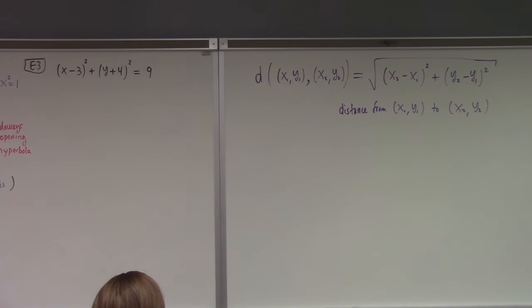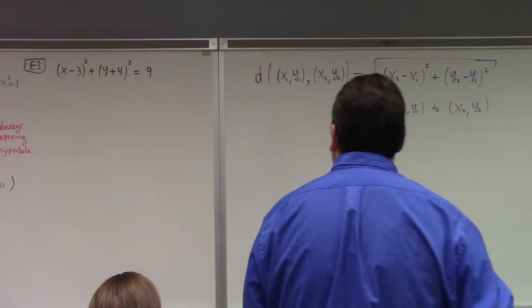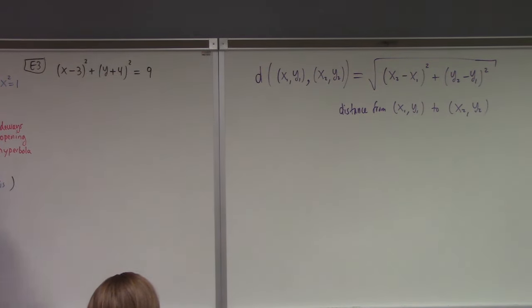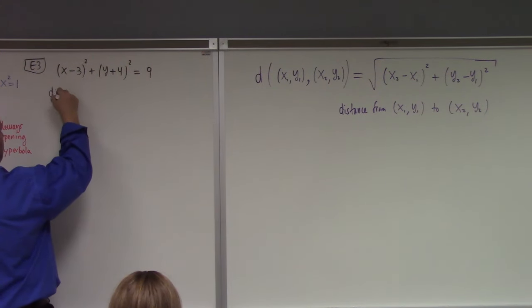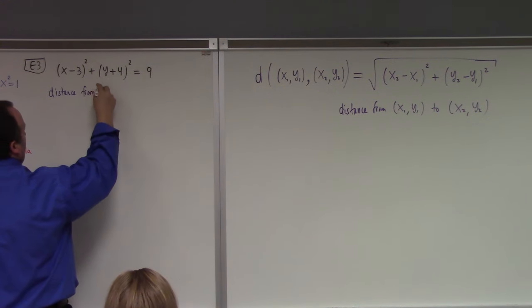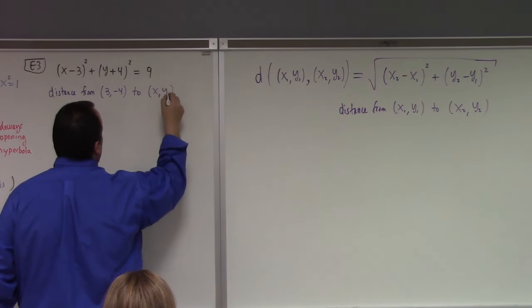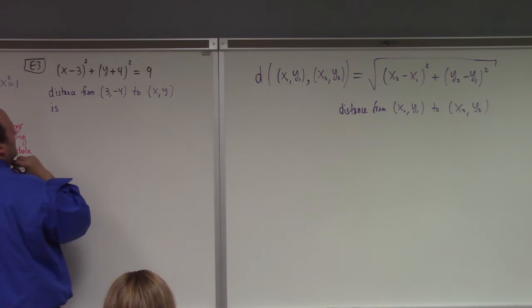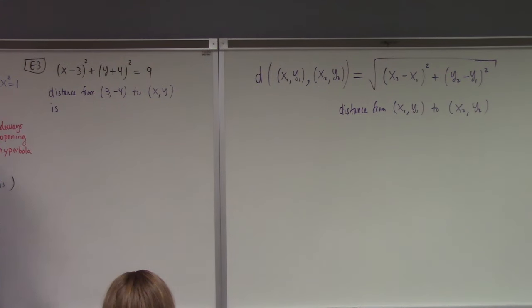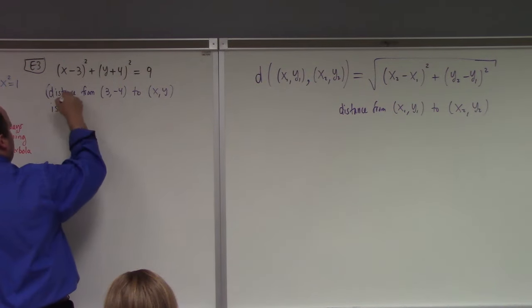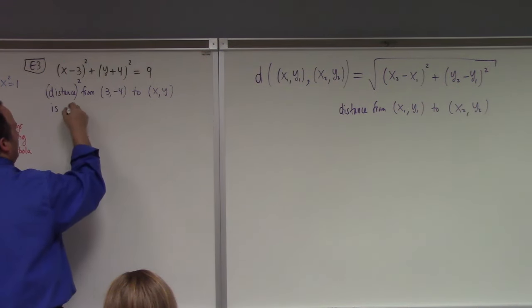So, this equation I wrote in example 3, what does it mean? Let's put down a sentence that explains what this means. This equation says that the distance from 3, minus 4 to x, y is what? This isn't the distance, is it? It's missing the square root. So that's actually the distance squared, right? The distance squared from this to that is 9.